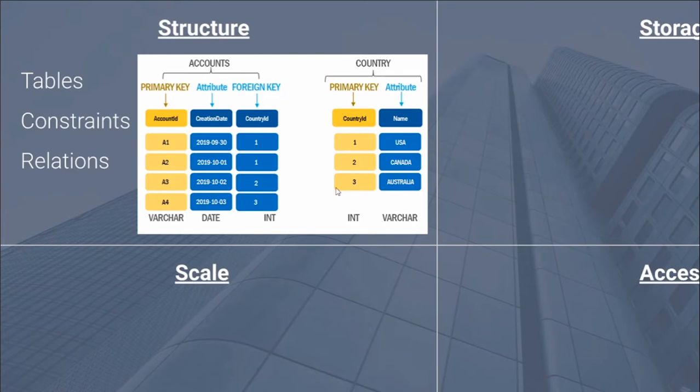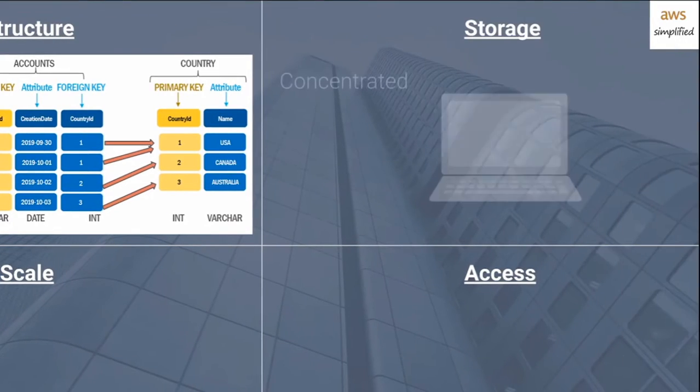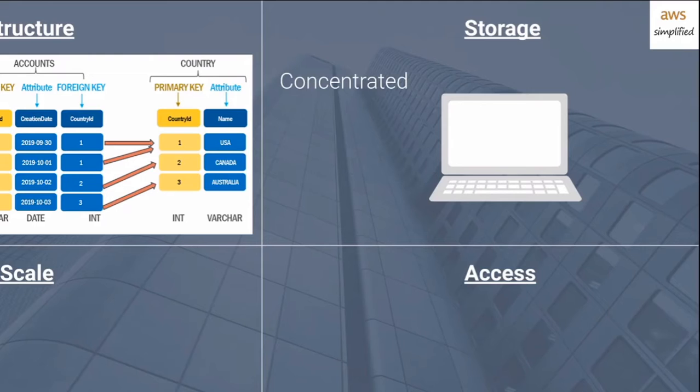So what SQL databases allow us to do is build relationships. What this allows us to do is perform some very flexible queries, such as give me all the accounts where the country ID is equal to USA. Now in terms of storage, the storage pattern is concentrated. In a relational database engine, there's typically one node that contains an entire copy of your data. It's typically not partitioned or segregated in any way, unless you're using some advanced strategies.